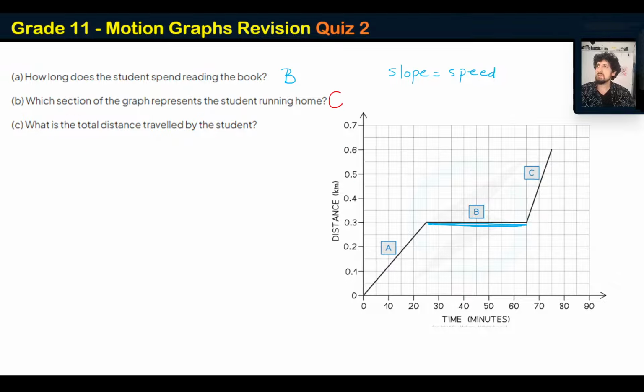And what is the total distance covered by the student? Well, since it's a distance time graph, that's very easy. All I have to do is look at the distance. And the distance covered is 0.6 meters. It's right here. So it tells me it's on the graph. It's 0.6, not meters, sorry, kilometers. Make sure you look at the units.